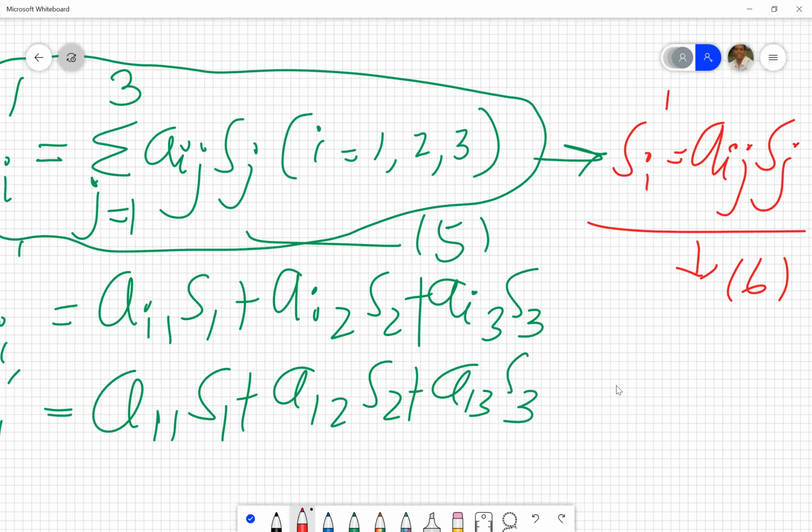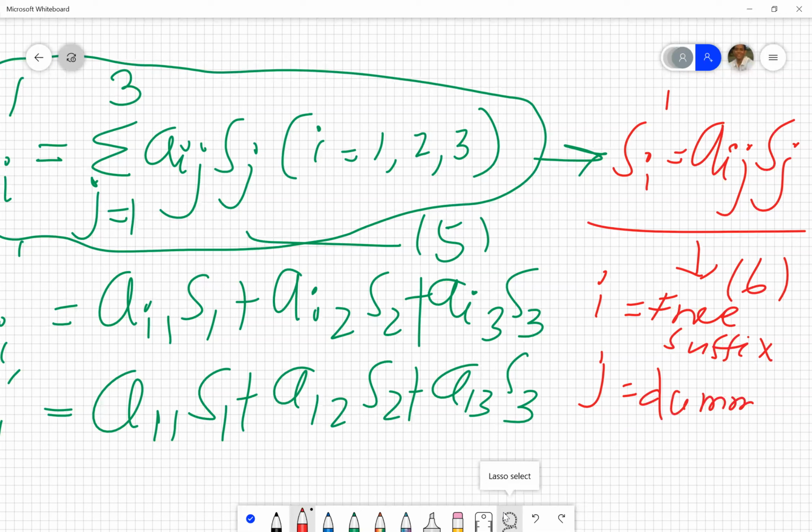Here we are using two suffixes, one is i and another is j. i is called the free suffix, because if you put in the values of i, the equation will be expanded. And j is called the dummy suffix.